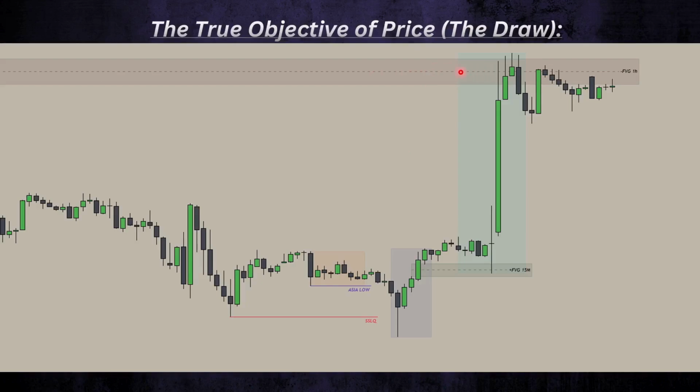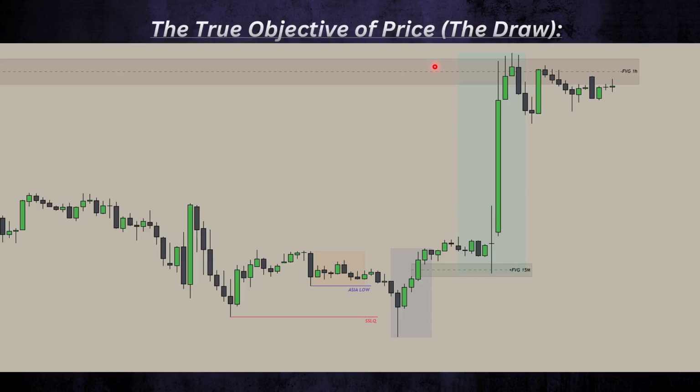This is the part most traders miss. They study the intraday moves, they stare at every candle, but they never ask the real question. What is price reaching for? What's pulling it? Now, this 1 hour imbalance is what the entire day was delivering into. It's the magnet, it's the destination, it's the reason the bullish delivery made sense.